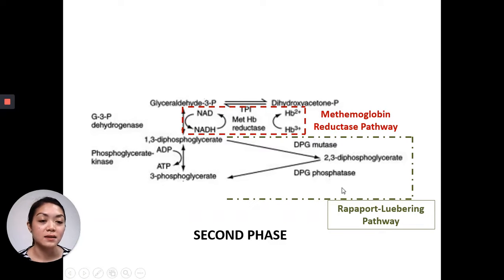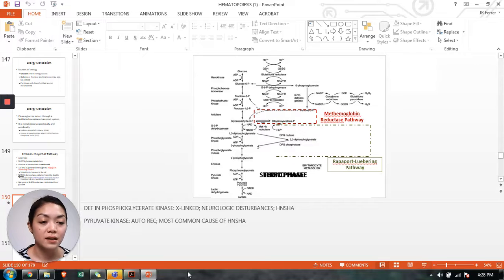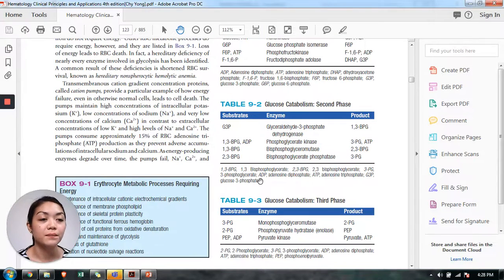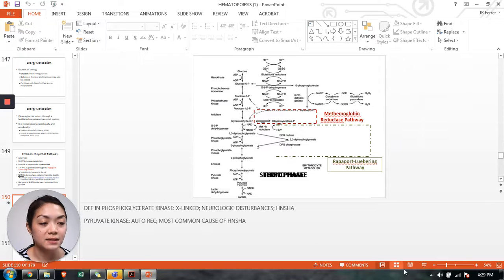Okay, so let's go back to the summary of the enzymes in your book. You have here G3PD, phosphoglycerate kinase, phosphoglyceromutase, and phosphoglycerate phosphatase. And the third phase.